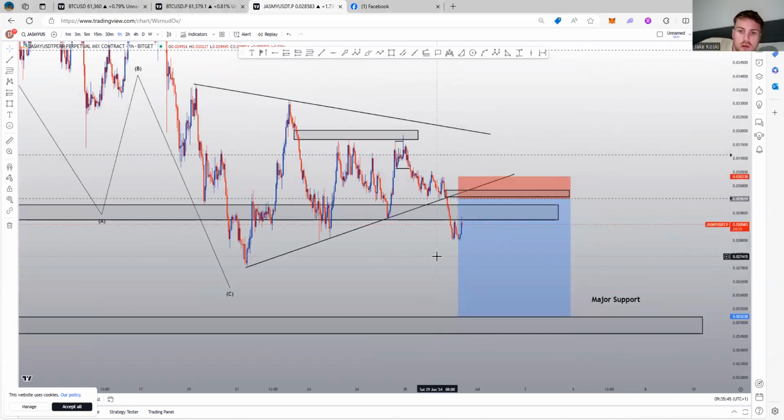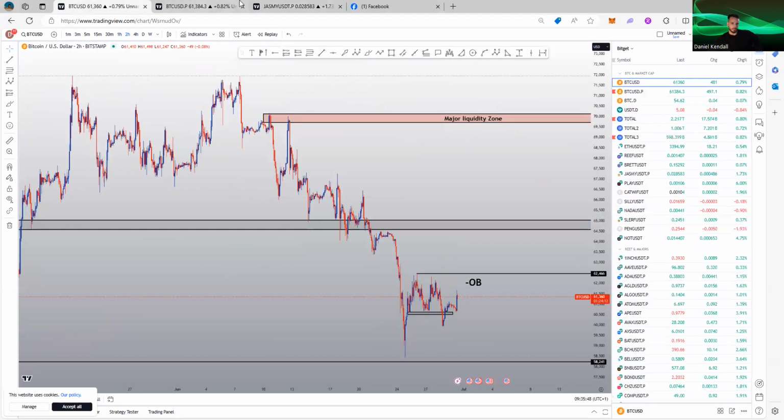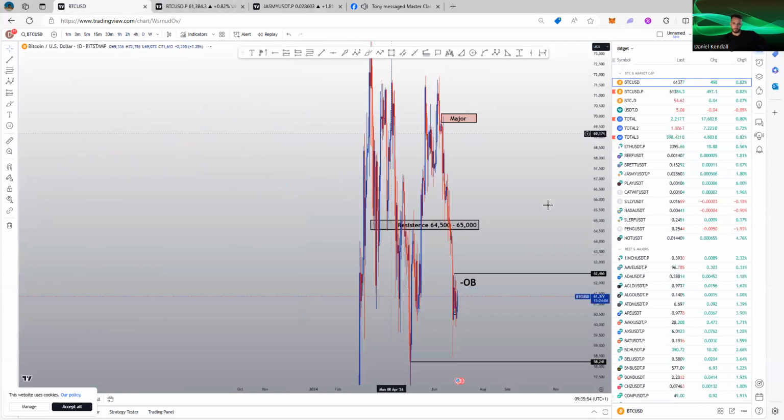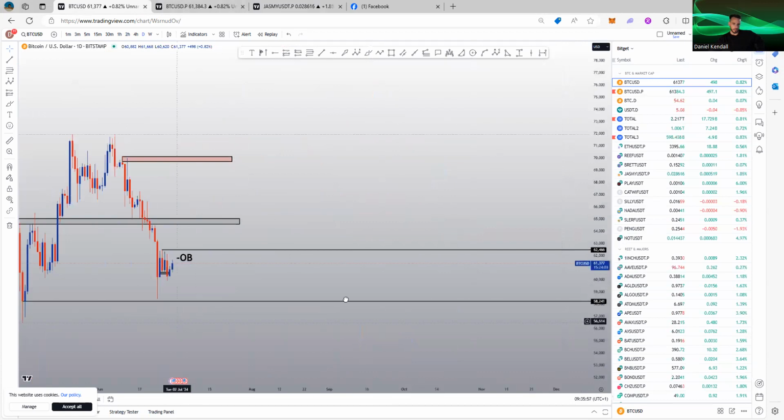Let's go over to BTC, because BTC has been really easy to trade recently. So this is the BTC US dollar chart. I'll just break this down quickly.